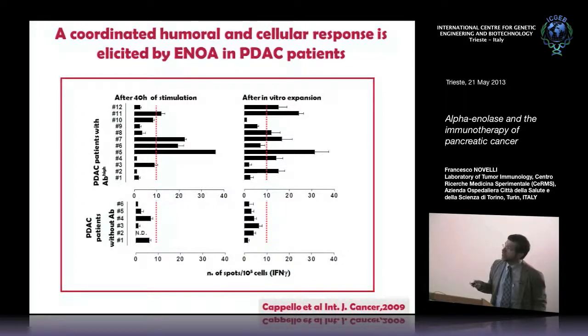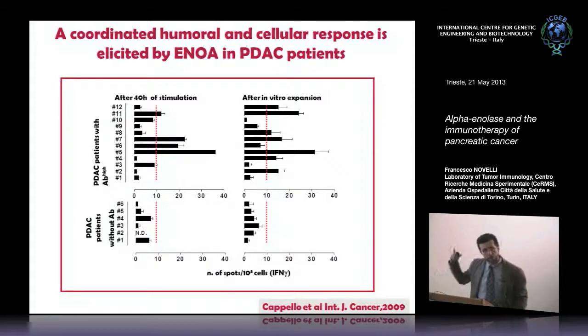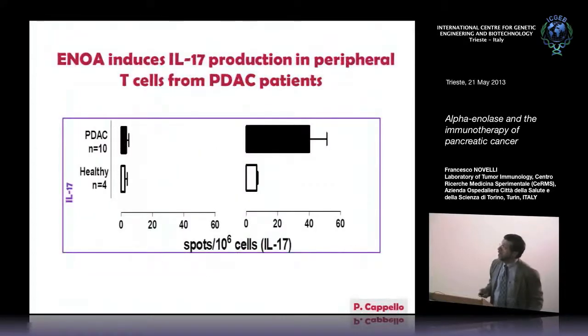By contrast, in PBMC from patients that do not display antibody against alpha-enolase, stimulation with recombinant alpha-enolase did not result in any interferon gamma production. So there is a strict connection between the ability of T cells to respond to enolase and the presence of the antibody.